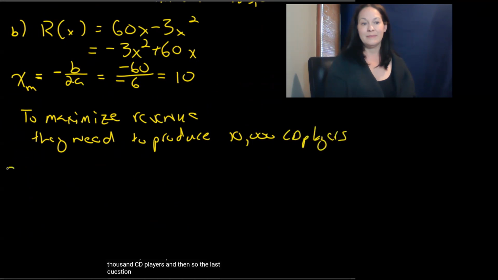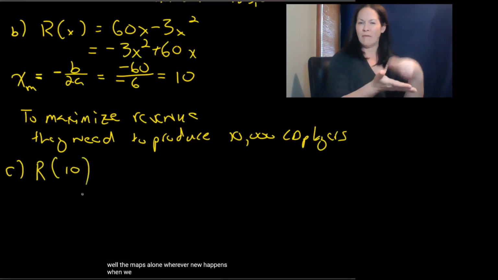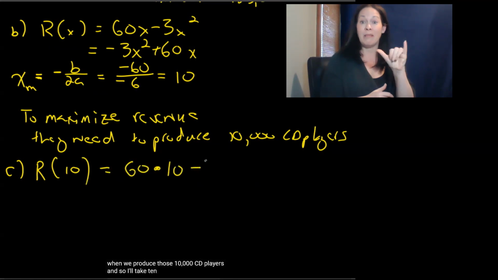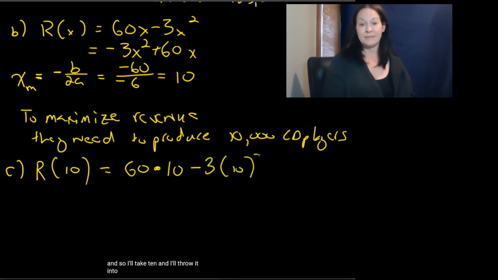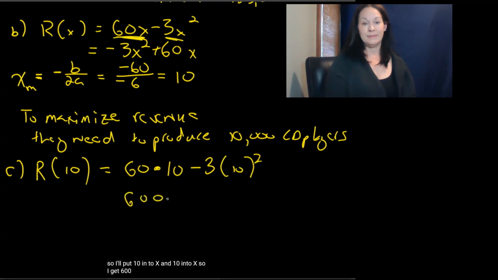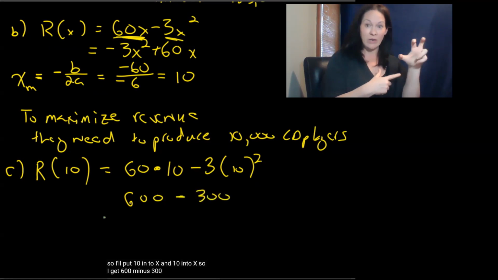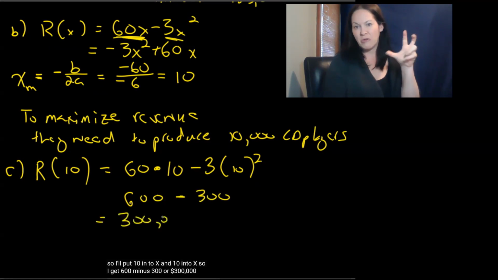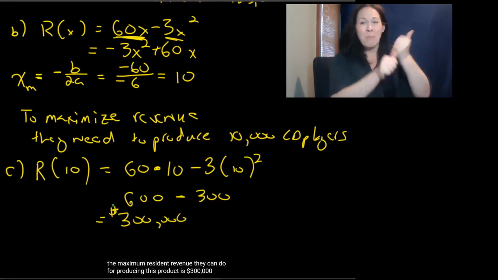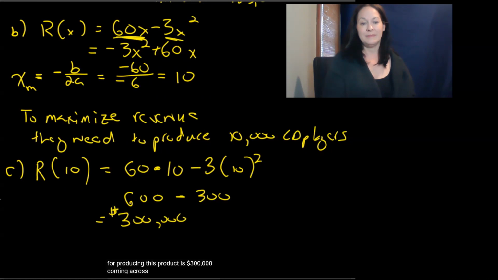And then the last question is, well, what is the maximum revenue? Well, the maximum revenue happens when we produce those 10,000 CD players. And so I'll take 10 and I'll throw it into each of these parts of the function. So I'll put 10 into x and 10 into x. So I get 600 minus 300, or $300,000. And so the maximum revenue they can do for producing this product is $300,000 coming across.